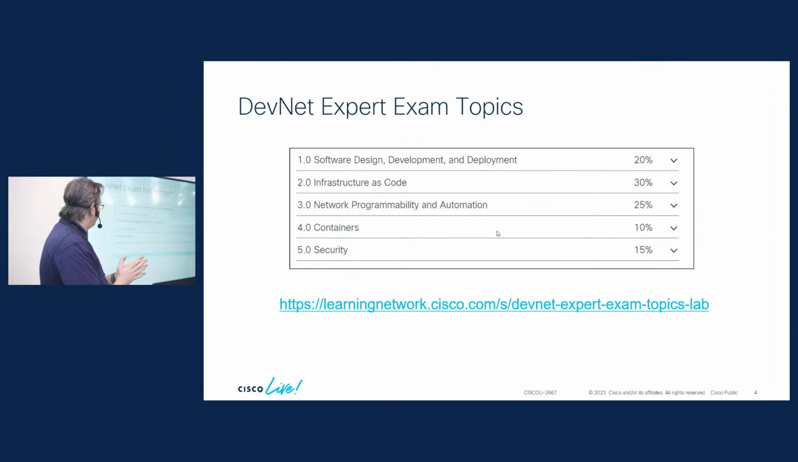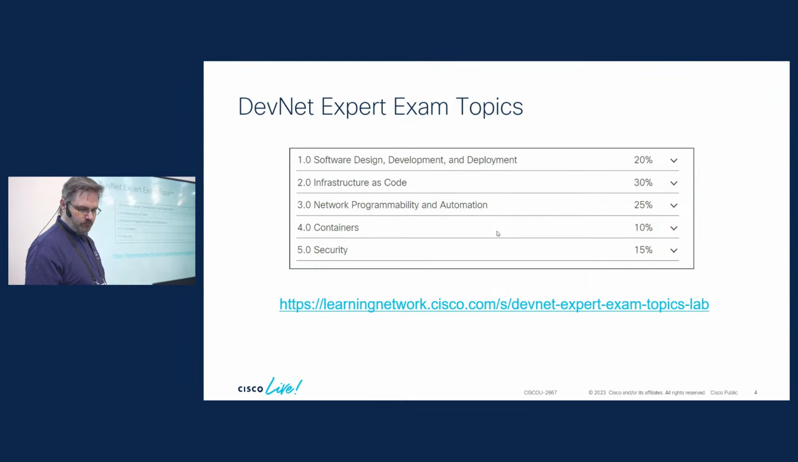So the exam topics for DevNet Expert: 5 big domains. First is software design, development, and deployment. This is really about how you are going to design software solutions, keeping into account high availability, resiliency, performance, all these kinds of things. This domain can also include, for example, how you migrate an existing software solution into a new software solution. Using Git, for example, is also in here. Troubleshooting issues with CI/CD pipelines.